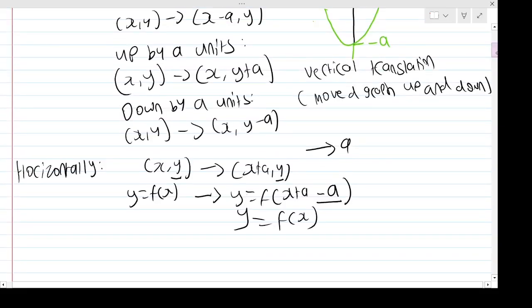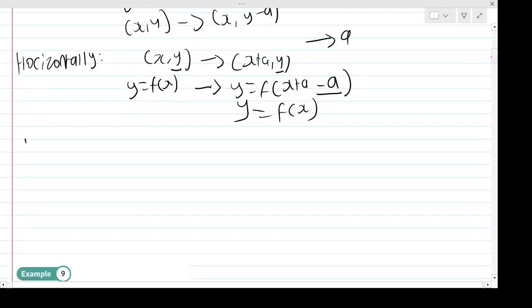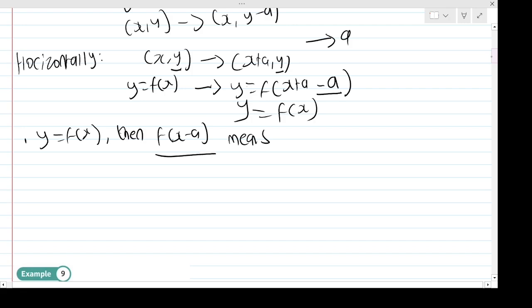So if I had y is f of x, that means instead that if I have f of x minus a, that means I'm shifting the original curve f of x to the right by a units.